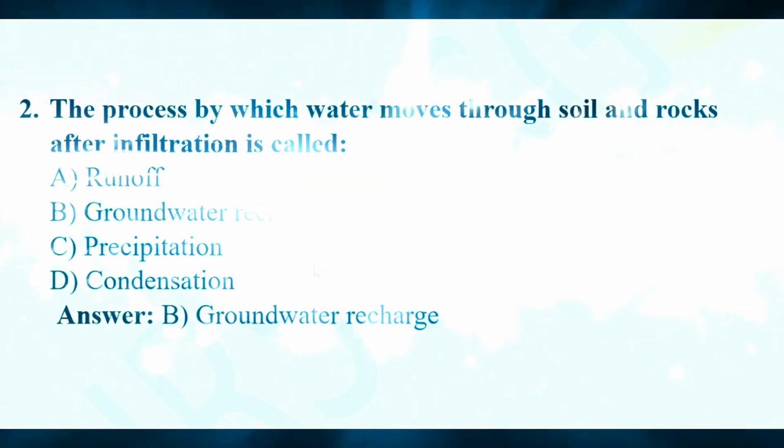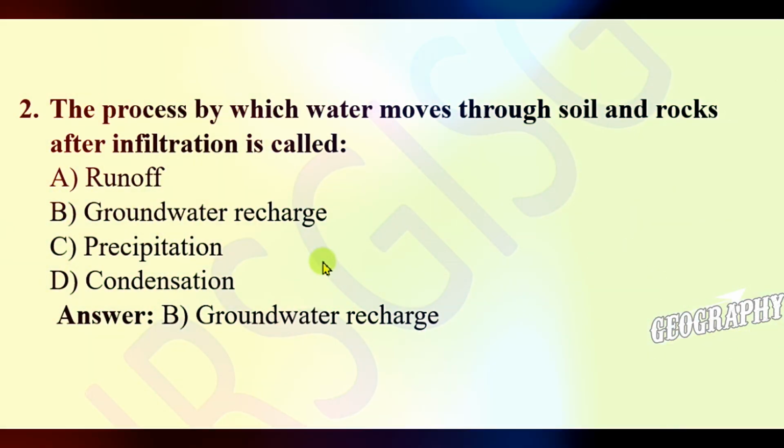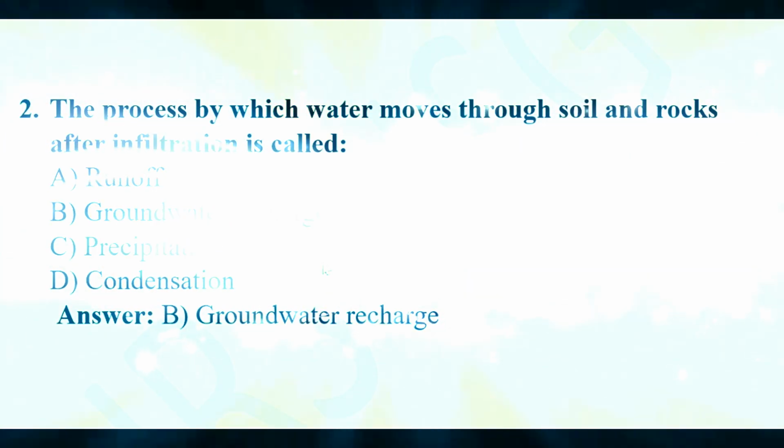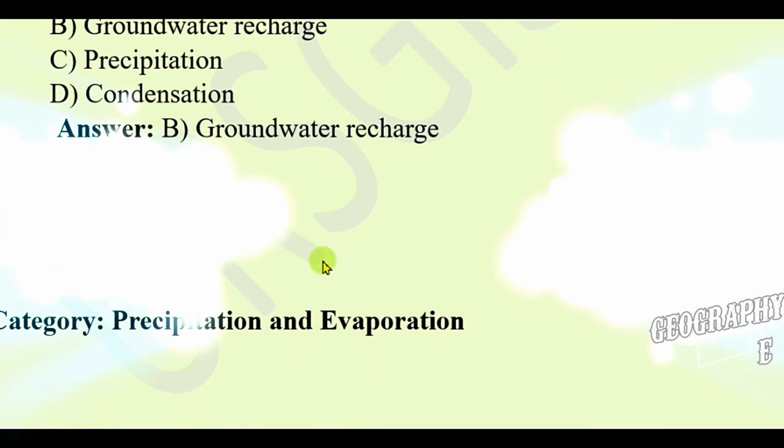Now, going to the next question, question number 2. The process by which water moves through soil and rocks after infiltration is called runoff, groundwater recharge, precipitation, condensation. Here the right answer will be groundwater recharge. Precipitation is rainfall or snowfall, etc. Condensation I already discussed, and runoff is the surface flow of water from the upper part to the lower part of the earth's surface. So here the right answer will be groundwater recharge.